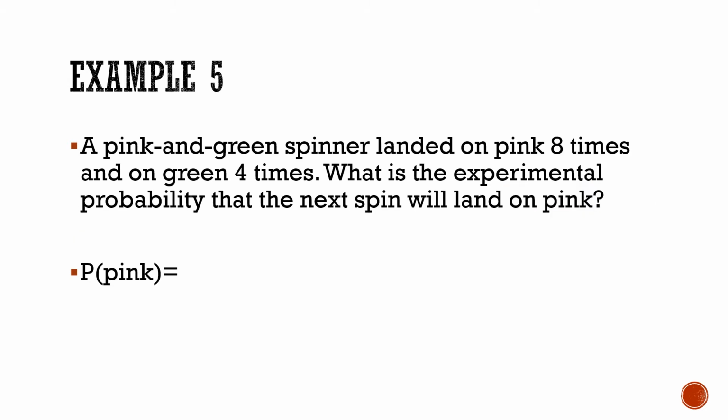A pink and green spinner landed on pink 8 times and on green 4 times. What is the experimental probability that the next spin will land on pink? So we can see that it landed on pink 8 times out of how many? So this time you've got to take that extra step. If it landed on pink 8 times and green 4 times, how many total times had it been spun? We would have to add 8 and 4, which is 12. And then we'll simplify. So 4 would go into 8 2 times, and 4 would go into 12 3 times. So there's a 2 in 3 chance that the next spin will land on pink.